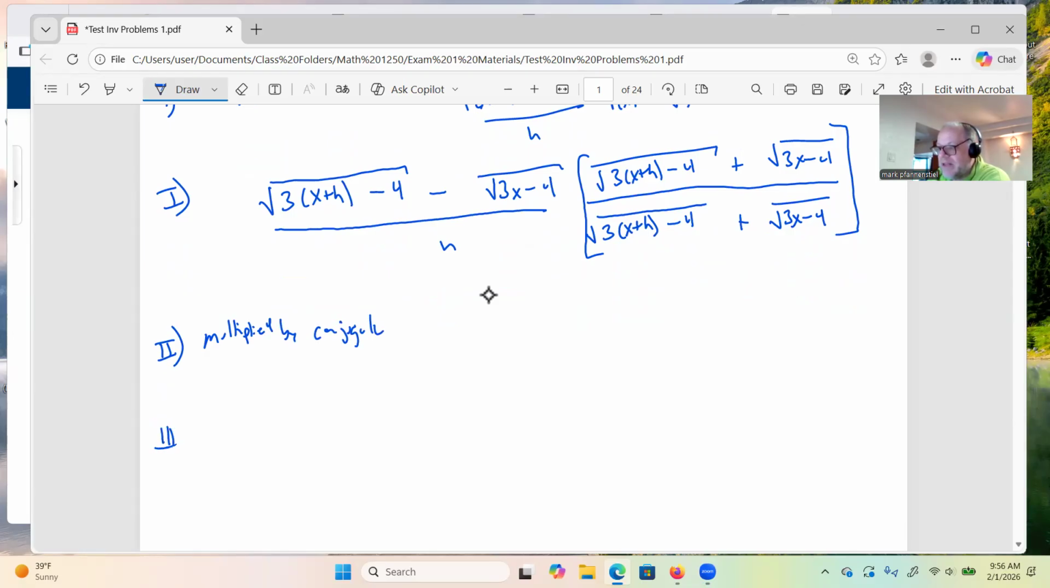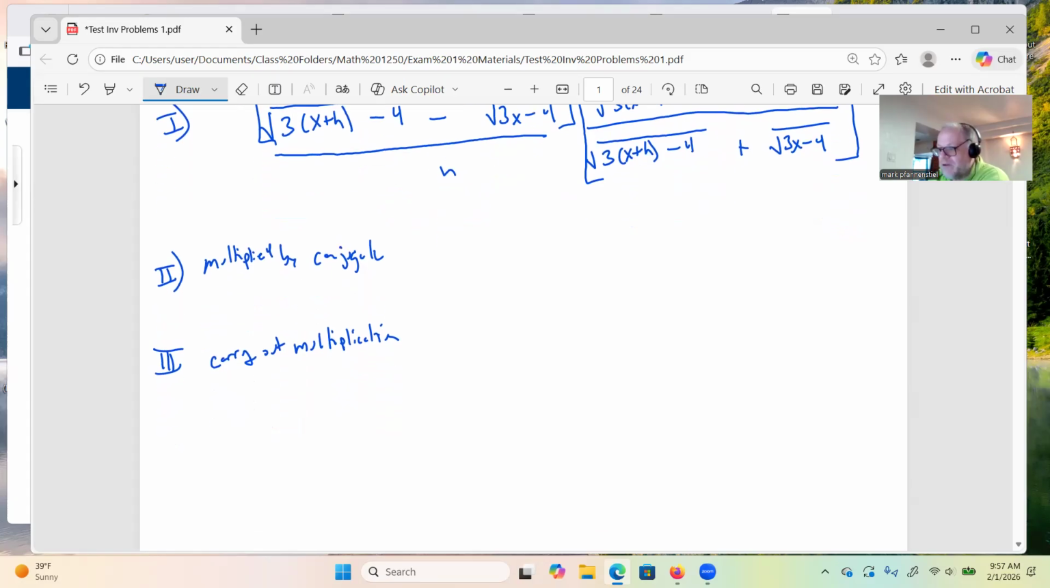Our step 3 is we've set it up, and we're going to carry out this multiplication. I'll do this slowly because we have plenty of time. So we have parentheses here, parentheses here. What we're going to do is get our firsts. So we have the square root of 3x plus h minus 4 times the square root of 3x plus h minus 4. That's going to square this thing. That's going to get rid of my square roots.